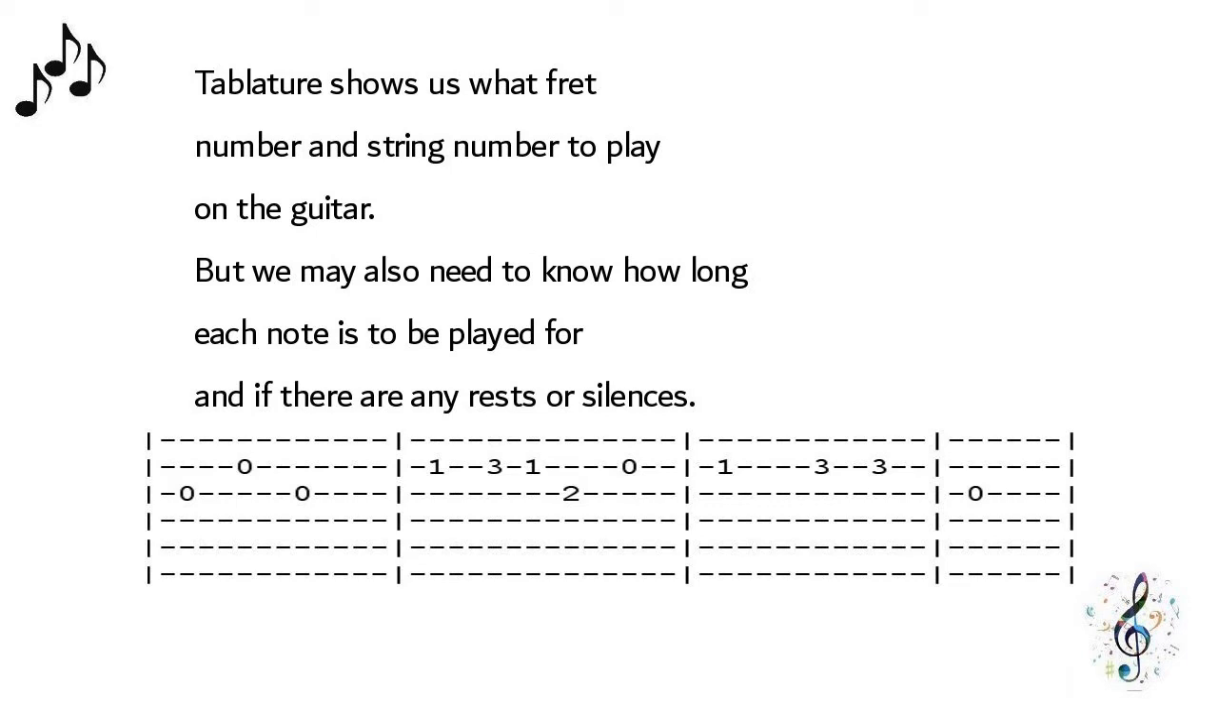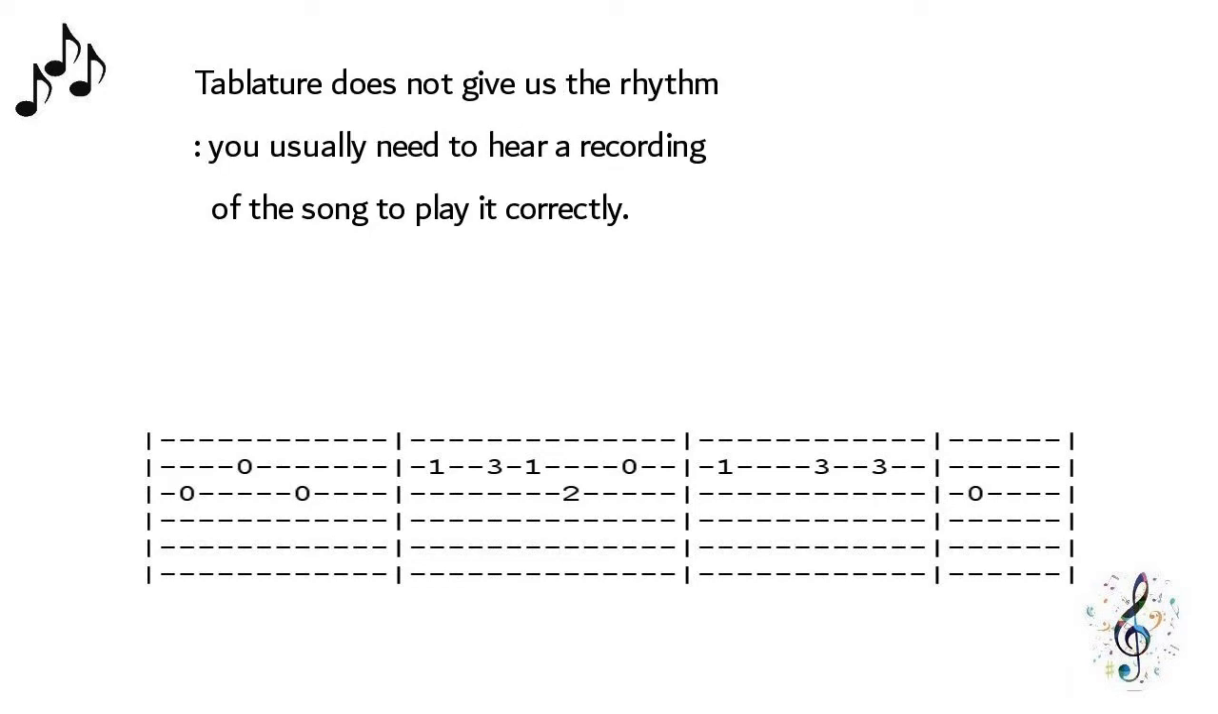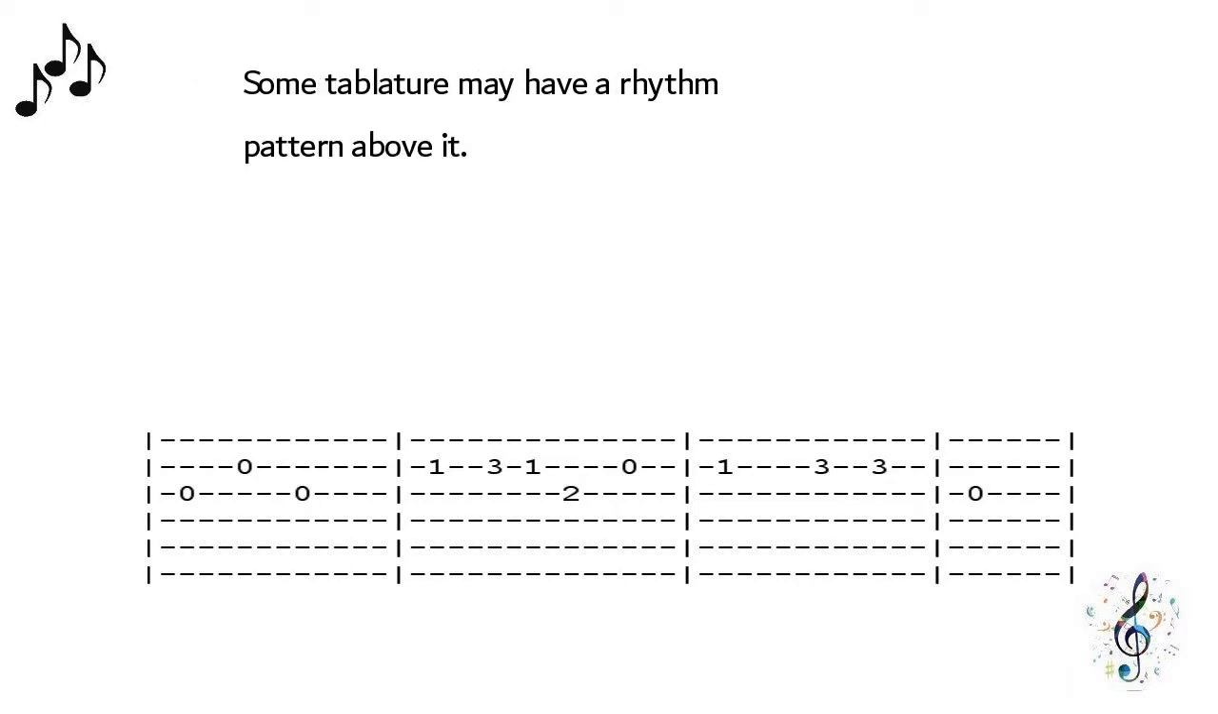Tablature shows us what fret number and string number to play on the guitar, but we also need to know how long each note is to be played for and if there are any silences. Tab does not give us the rhythm. You usually have to hear a recording of the song to play it correctly.